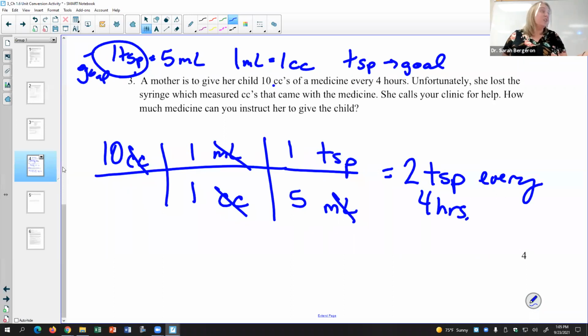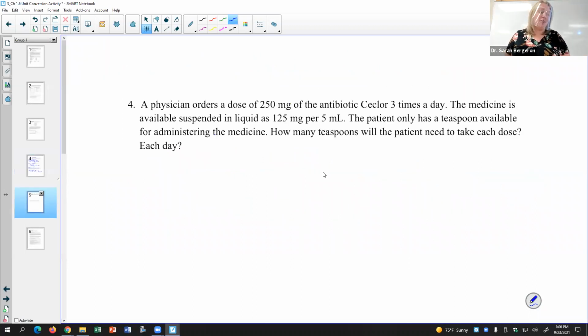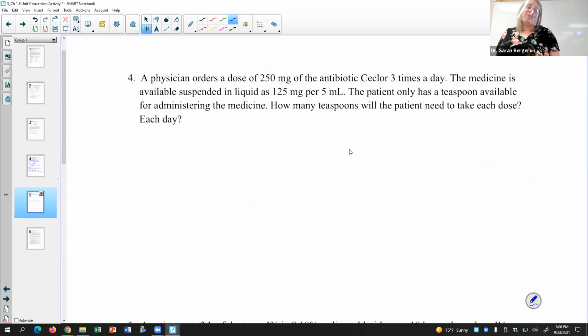That's kind of a good thing to know, right? Even as a parent, just in general, or as a patient in general, right? If you lose the syringe, you know you can convert the dosage. Okay, here's a better one.